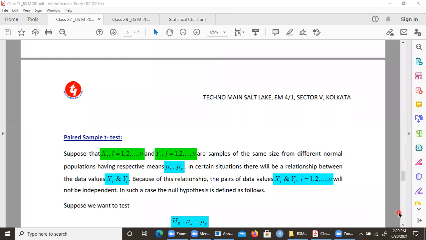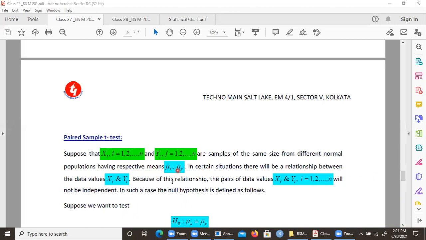The logic by which we find out the p-value or the lowest level of significance will remain the same for other discussions of t-distribution. So here I'm going to explain the situation where this paired sample t-test is used and what is the corresponding test statistic.